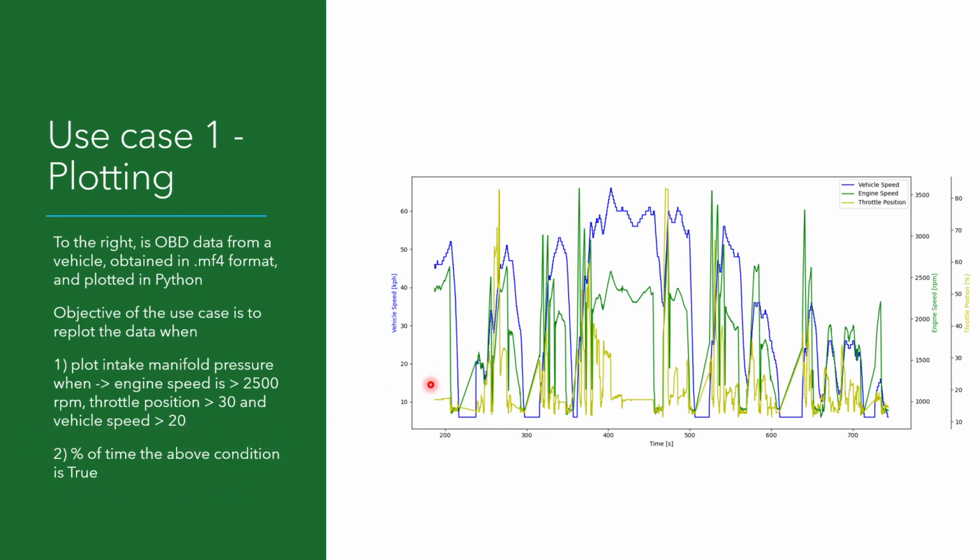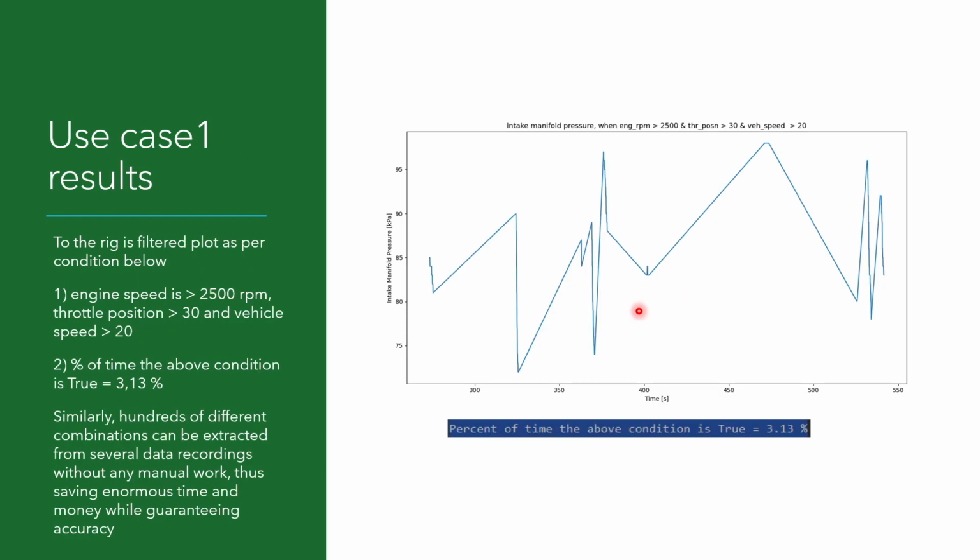Now, manually, it is quite a difficult task to analyze all three conditions at once. Yes, you can do it, but it will take a lot of time and it will provide you limited coverage, and there will be a lot of chances of errors or missing out on analysis. But if I write a simple computer program to filter out all these conditions and plot the intake manifold pressure, this is how the result looks.